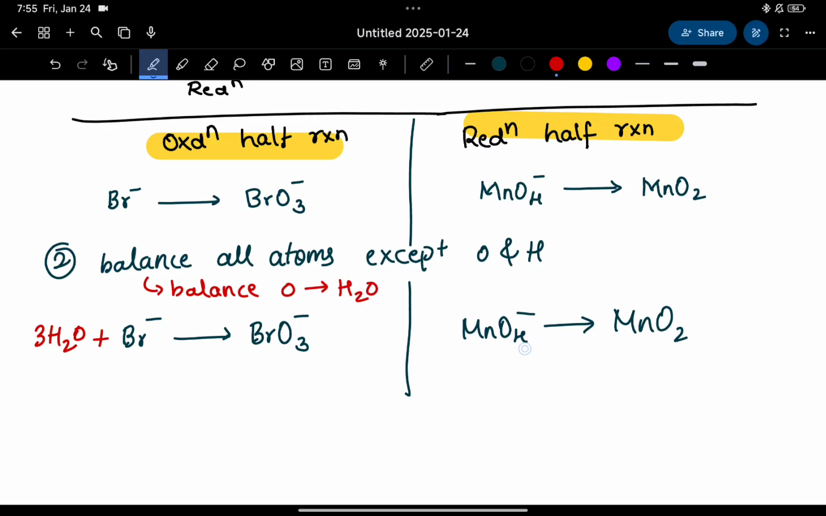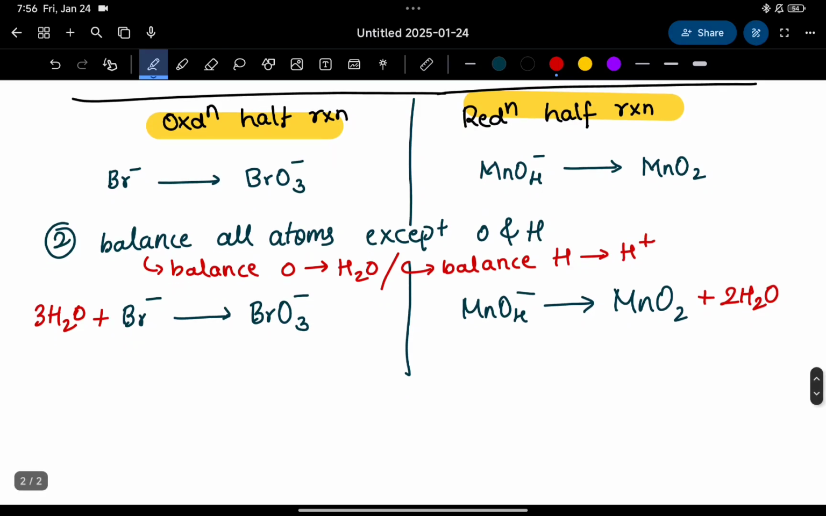Whereas here we have 4 oxygens on the left hand side, and on the right hand side we have 2. So in order to make oxygen equal, we need to add 2 water molecules on the right hand side. So we have balanced oxygen by adding water. Next we need to balance hydrogen by adding H plus.